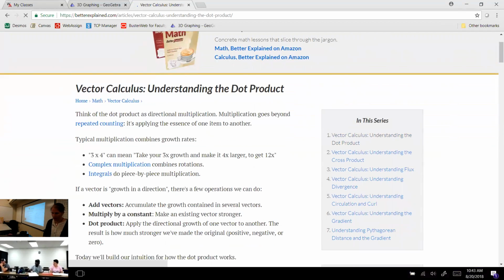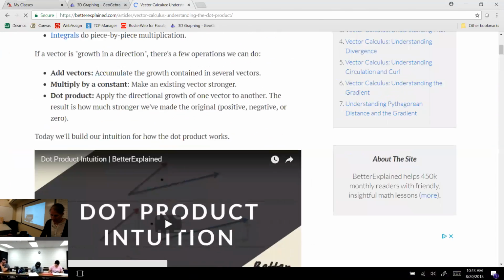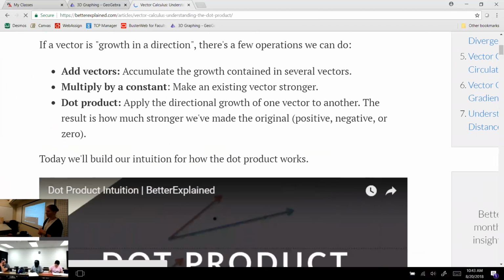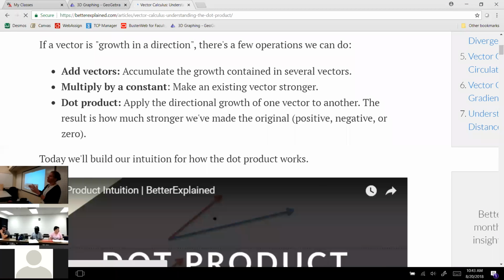I'm not going to go through and read all of this. But you see this little section, he has dot product. Adding vectors is just accumulating growth. We're doing the same thing: you do this, you do it again, you just keep adding those things together. Multiplying by a constant, like we know, is going to make this thing longer or shorter. He says make an existing vector stronger. I wish he'd just say a different length, but that's basically the idea. It goes for a further distance with a stronger vector.